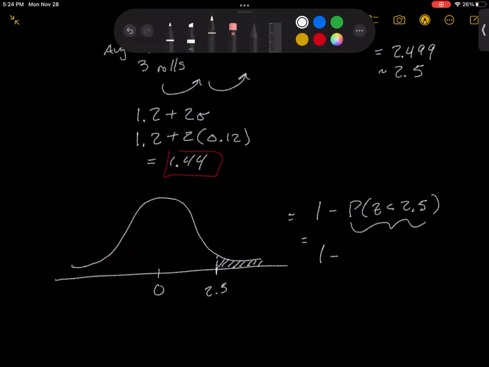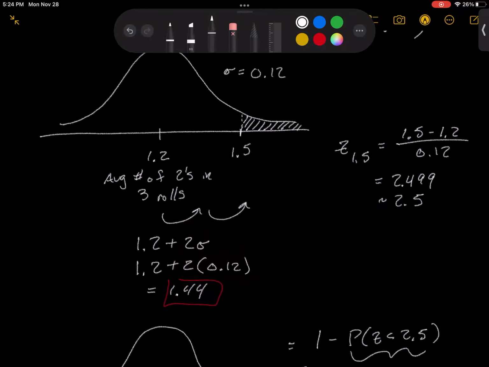And if we do this, we read our table and find that the area to the left side of 2.5 is 0.9938. So the area that's inside this tail is then 0.0062. Or if I move that decimal over twice, 0.62%. So we only had a 0.62% chance of rolling an average of 1.5 twos out of 3 rolls, given that we were supposed to roll an average of 1.2.